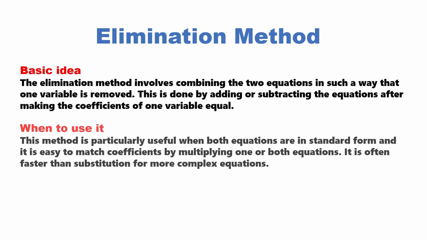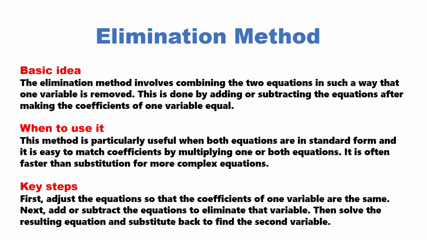This method is particularly useful when both equations are already in standard form, or when it is easy to make the coefficients equal by multiplying one or both equations. The steps are: first, make the coefficients of one variable equal, then add or subtract the equations to eliminate that variable, solve the resulting equation, and finally substitute back to find the second variable. Now let us look at an example.